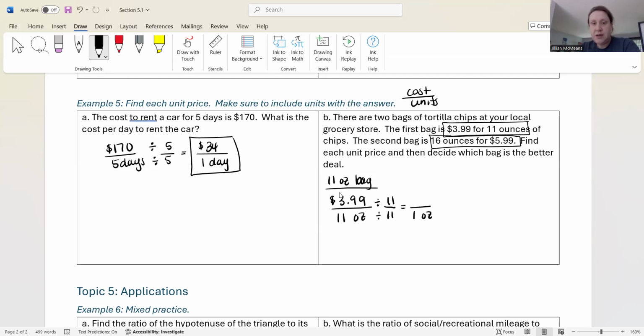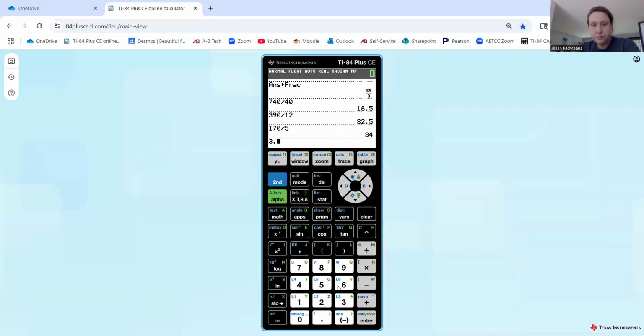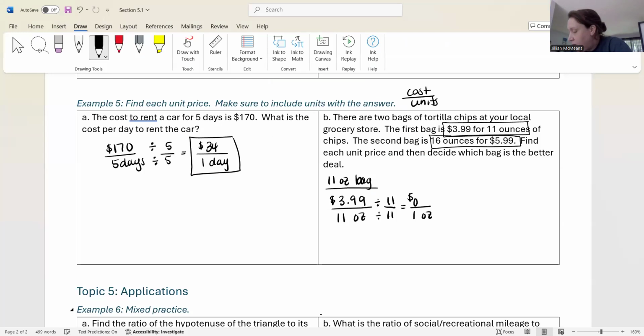So we would take $3.99 and divide it by the 11 ounces. That's going to tell us the cost per ounce. Let's go 3 decimal places here. I get 0.3627. If I round to 3 decimal places, this 7 causes my 2 to go up, so this is going to be 0.363. So we get $0.363. Now let's look at the 16-ounce bag.